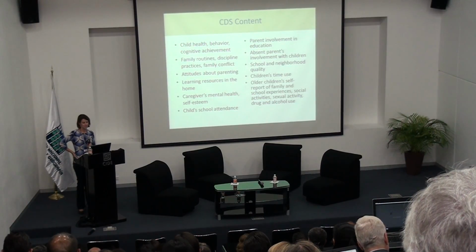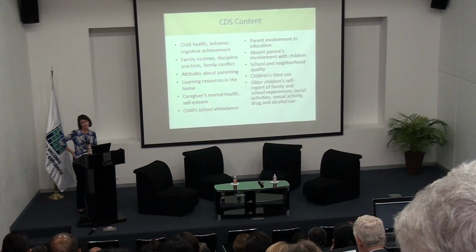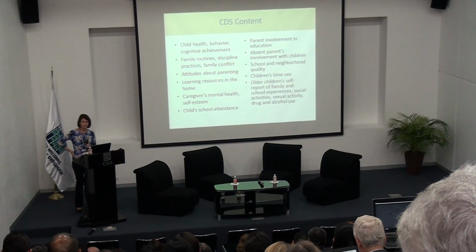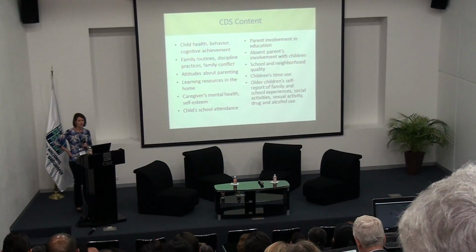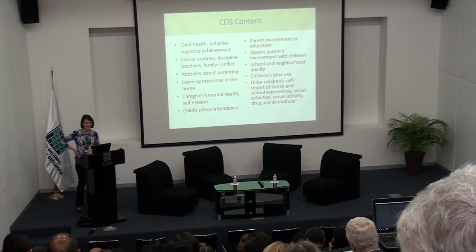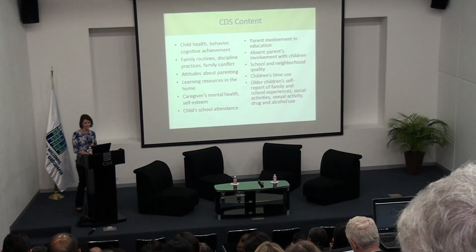We have information about children's experience of school and how involved their parents are in their education. We have stylized measures of children's time use to complement the time diaries. And then the older children, 12 to 17, reported on their family and school experiences, their social activities, their sexual activity, and drug and alcohol use, and other sensitive topics.